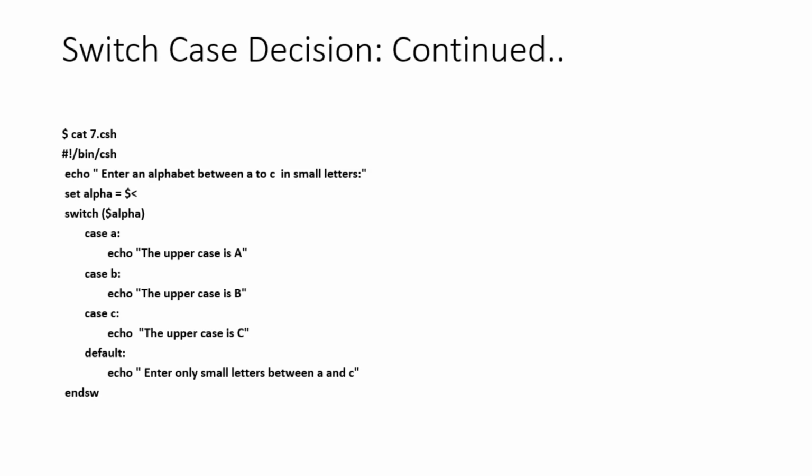Consider the script 7.csh. Alpha is a variable that is coded to take a value that you input. You're only requested to input 3 letters in lowercase, a or b or c. If you type a, switch matches the variable alpha, that is the value a, with the case statements. The case statement case a is a match, and the code echo, the uppercase is capital A, is printed on the standard output.